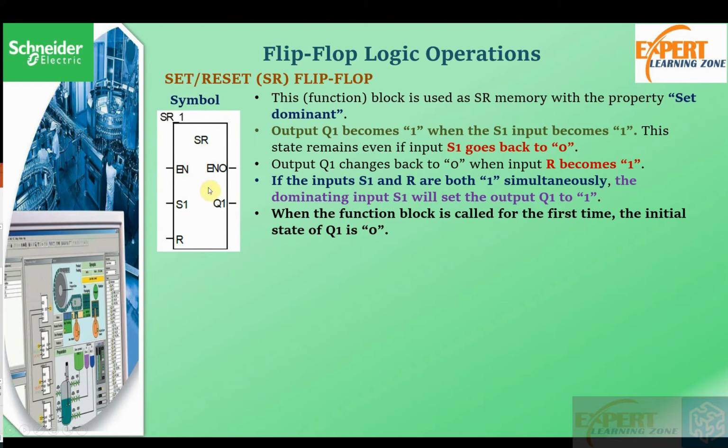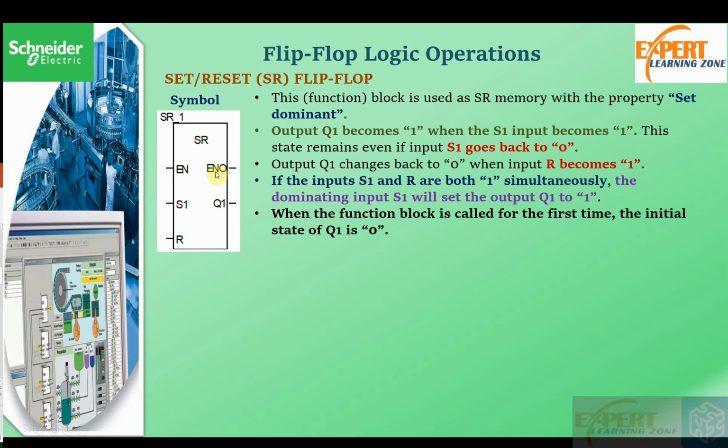This is a set dominant flip-flop, and this is the symbol of the function block. So you can clearly see it is a set reset flip-flop. It has different pins which have different functionalities. First, we'll talk about the enable pin. This pin is used to enable this block. So when this pin is enabled, then this block carries out its operation.